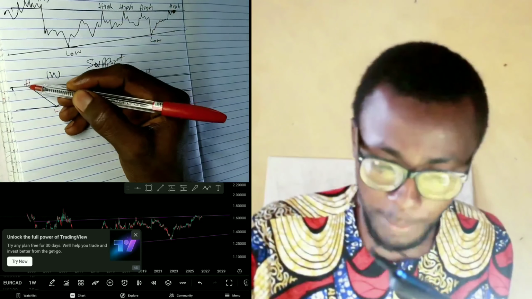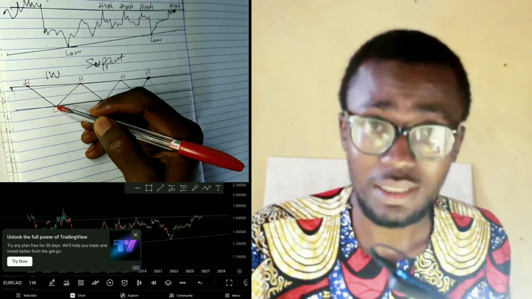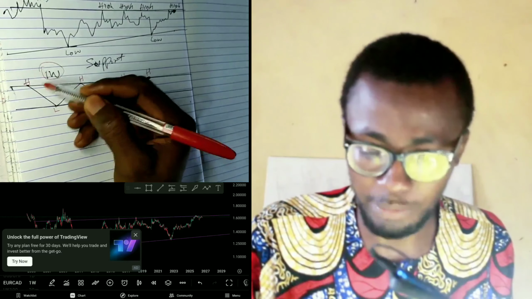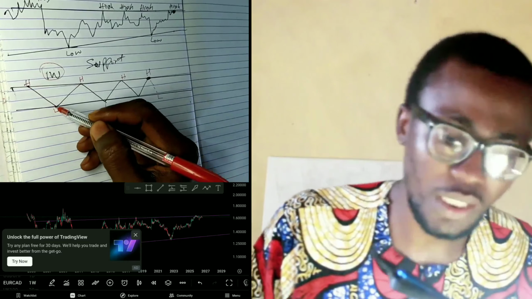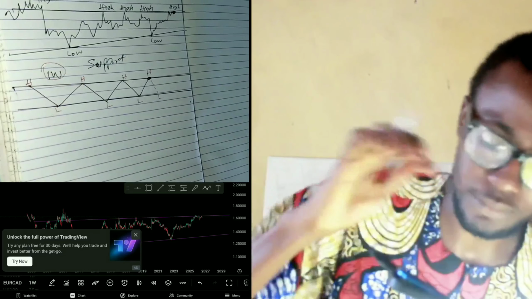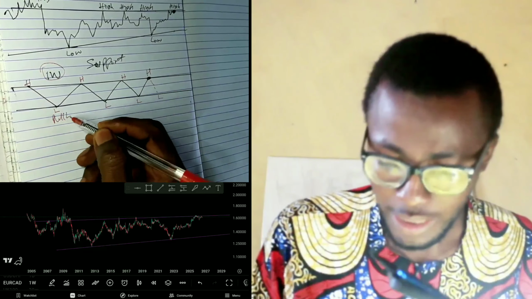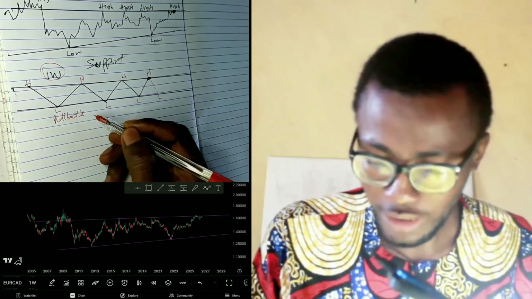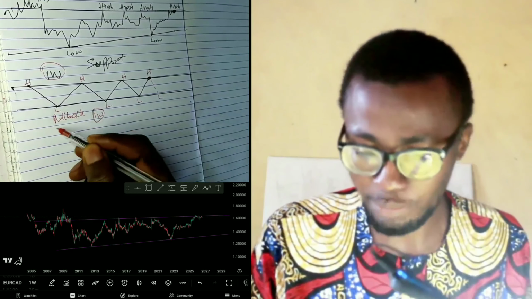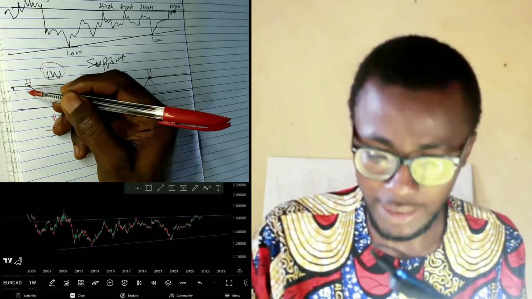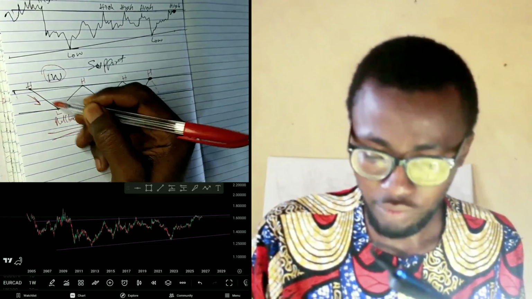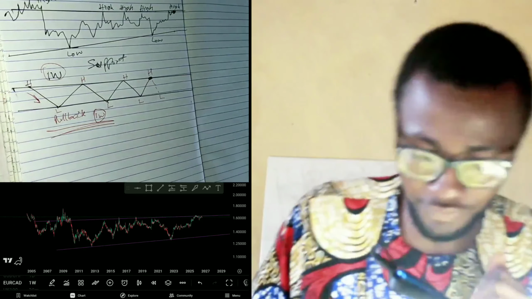What they call pullback, bounce, pullback, bounce, pullback, bounce. Now, from the high to the low in the 1 week time frame, what is that? A pullback. So this is what they call a pullback in the 1 week time frame. This is a pullback from the high to the low in the 1 week time frame.